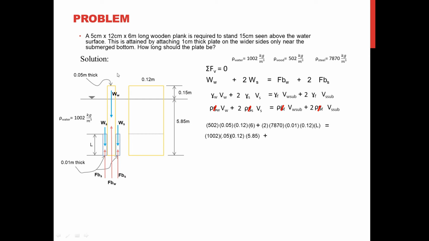So we do the same for the buoyant force of the steel. So we add that one. There are 2 of them. So the involved fluid is water, 1002. So the thickness is 0.01. The width of the plate is 0.12 and the length of the plate is yet to be determined. So notice that in our equation we have only a single unknown, L.